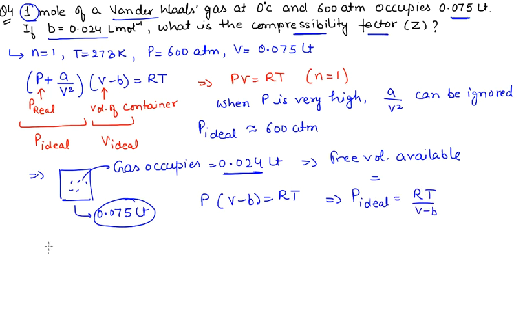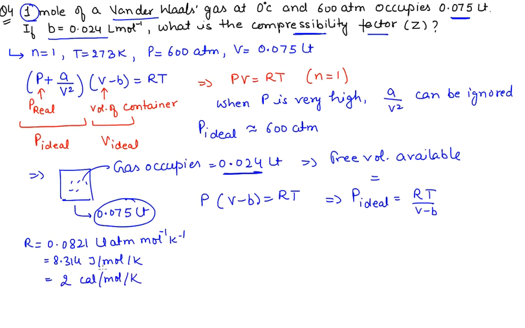Okay, how do you put the value of R? R has three values: 0.0821 liter ATM per mole per Kelvin, 8.314 joule per mole per Kelvin, and approximately 2 calorie per mole per Kelvin.